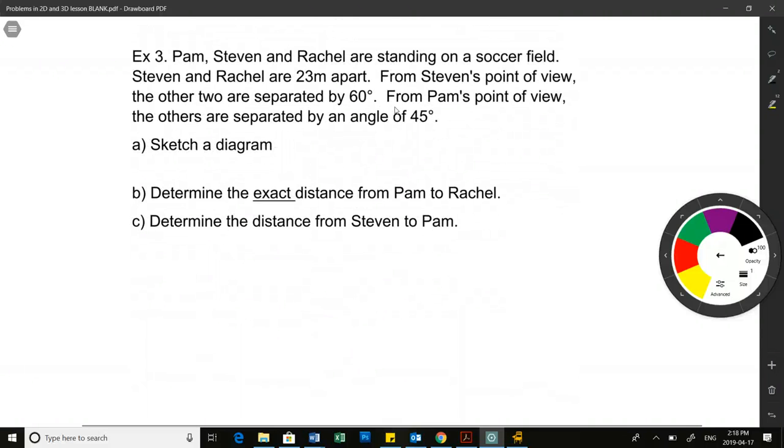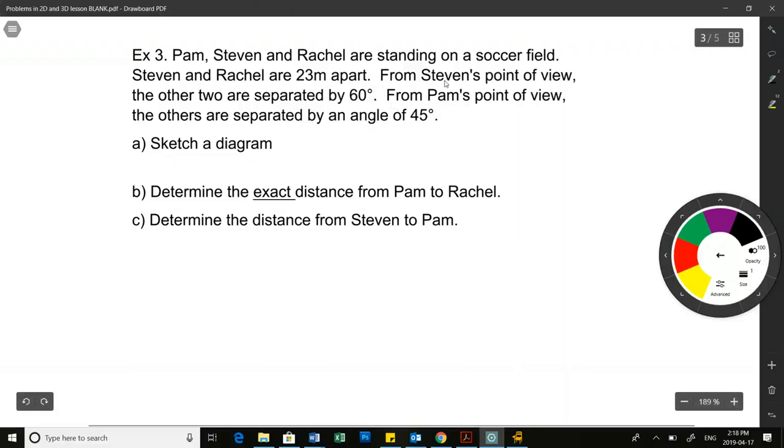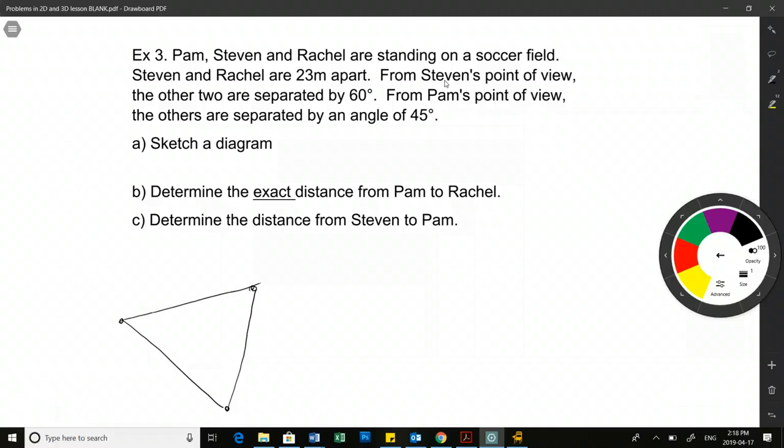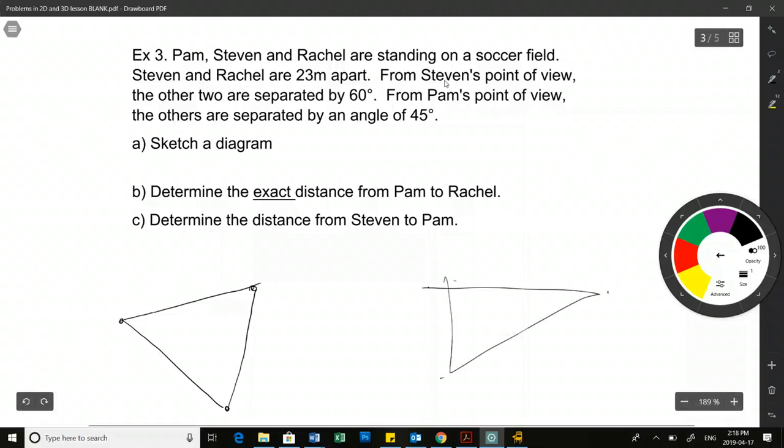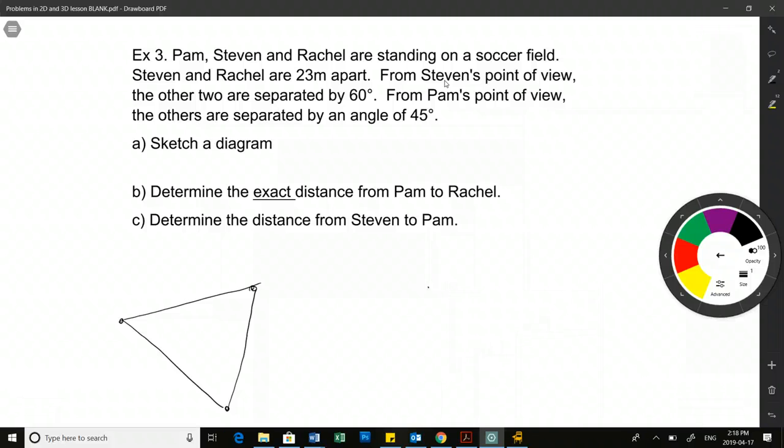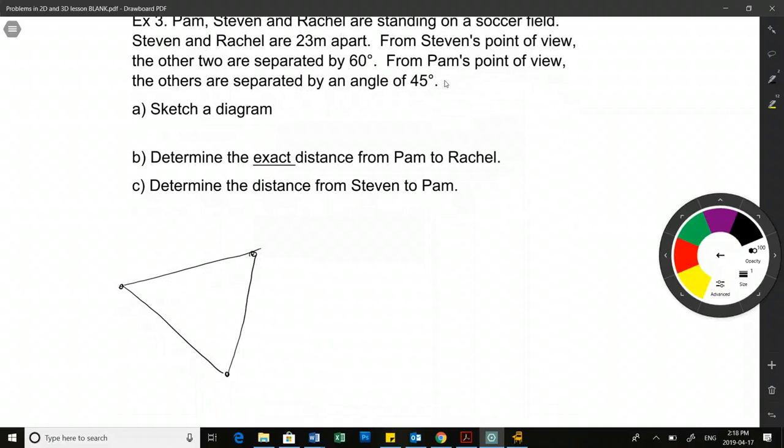All right. So Pam, Stephen, and Rachel are standing on a soccer field. Stephen and Rachel are 23 meters apart. Well, how else can we have three people standing? Any three points are going to make a triangle, right? Yeah, that's true. But the question gives us a little bit more information that says they're not in a straight line. But yeah, they could be standing in a straight line.